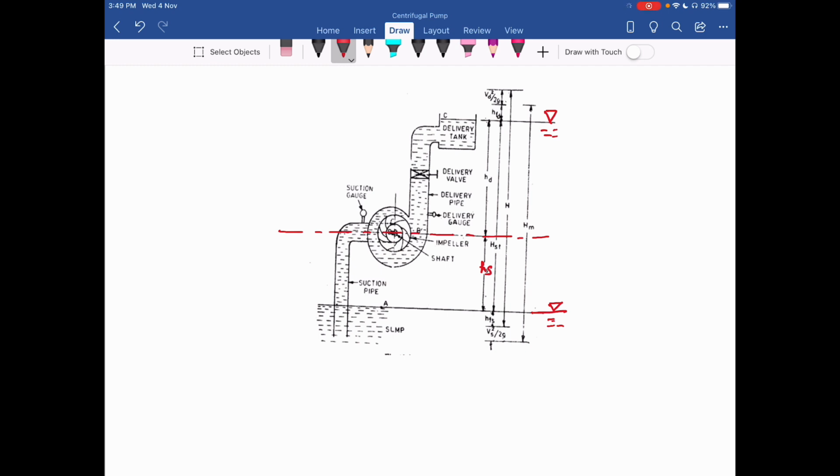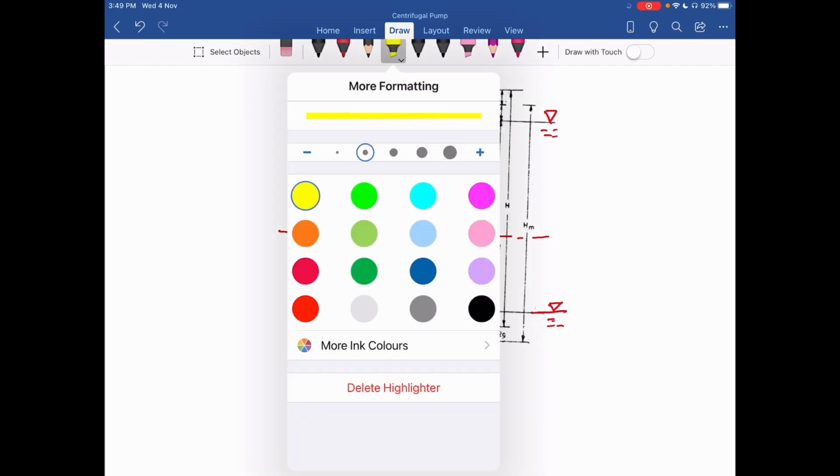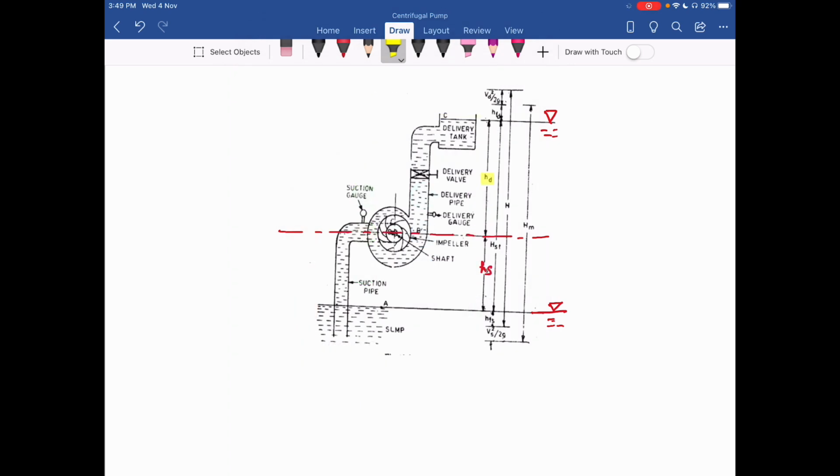Then this is HD. This is HD, the height from the center of the pump to the level of water in the reservoir. So that is HD. Okay, so the sum of these two is HST. So that we call as static head. So this is static head.